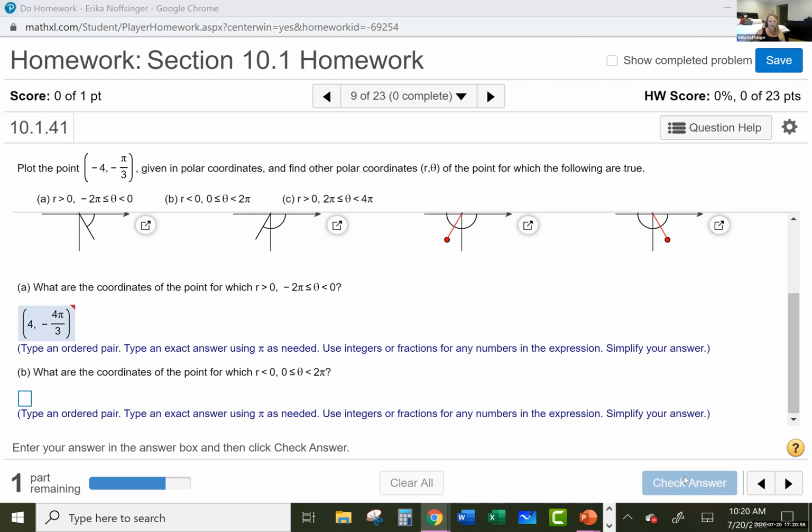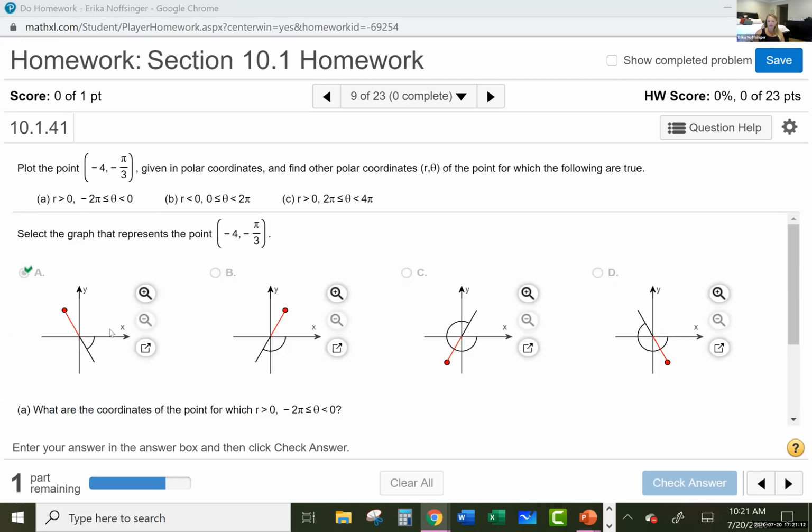So here I could do a similar exercise if I wanted to get rid of that. But we know what we're doing. So what is the coordinate of the point for which r is less than 0 and your angle is between 0 and 2π? So now our angle is going to be a positive angle. And so here we're going to be sweeping up here. So think of it here as π minus π/3. So that's going to be a 2π/3.